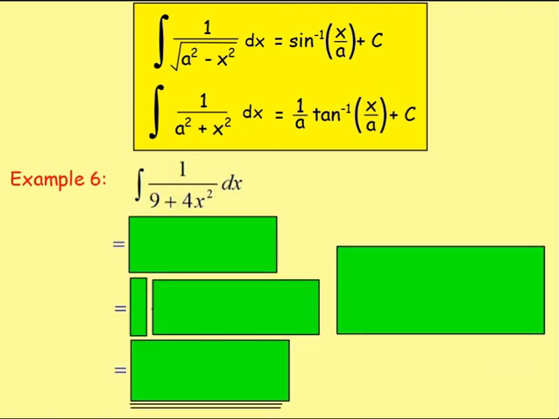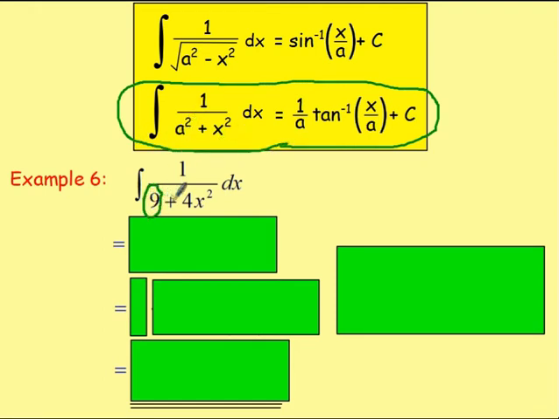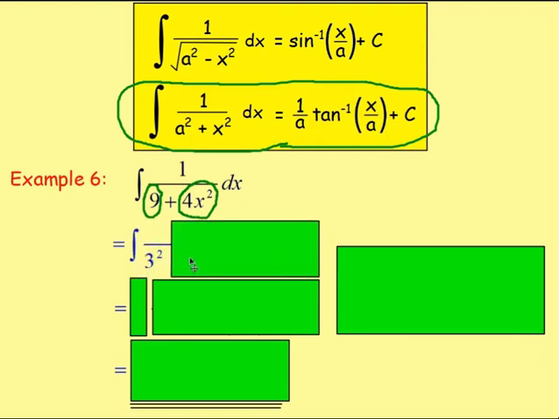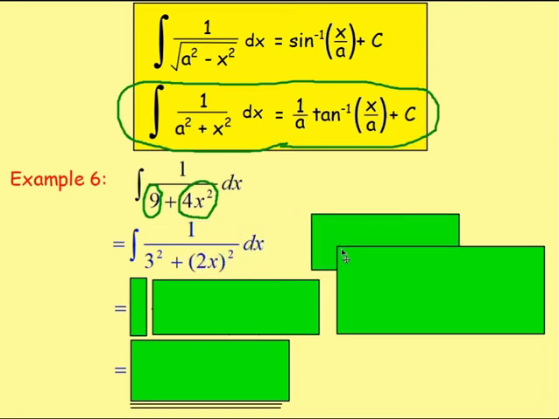Example 6, integrate 1 over 9 plus 4x squared with respect to x. So first thing again, you're thinking, ooh, I recognize that form. It looks an awful lot like this, and you're right, it does. We've got something squared. We've got the 9, but we can write that as 3 squared. We know that. But instead of an x squared, we've got 4x squared. So we're thinking, what would the x term be that you square to get 4x squared? Well, that would become 1 over 9 is just 3 squared plus, what would it be? 2x. Good. If you square 2x, that will give you the 4x squared.